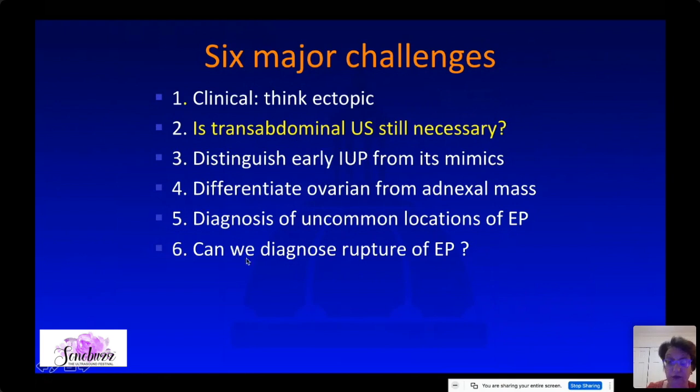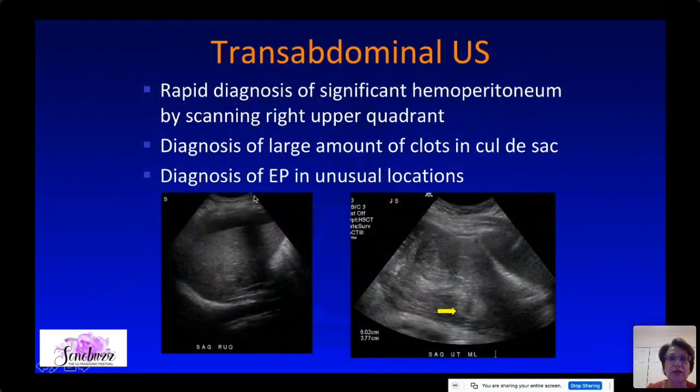First of all, it allows you to do a very quick survey of the abdomen. So in this patient who had no IUP, a large amount of clot, and probably the ectopic right here in the pelvis, we could quickly move the transducer up to the upper abdomen, see the extent of hemoperitoneum, and basically send her to the OR. The other thing is, I think transabdominal ultrasound is really helpful in clarifying ectopic pregnancies in unusual locations.